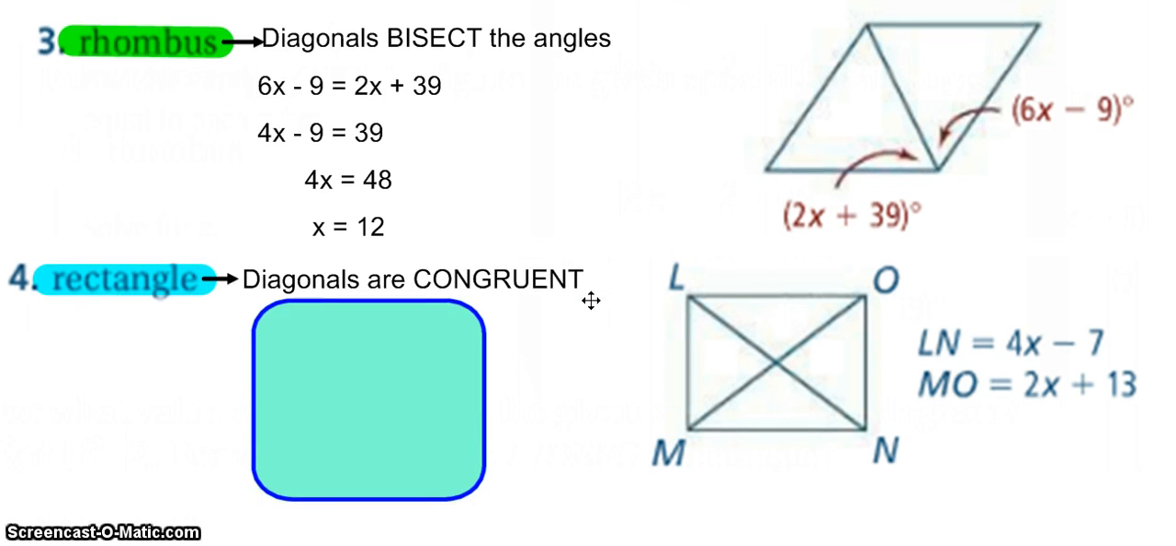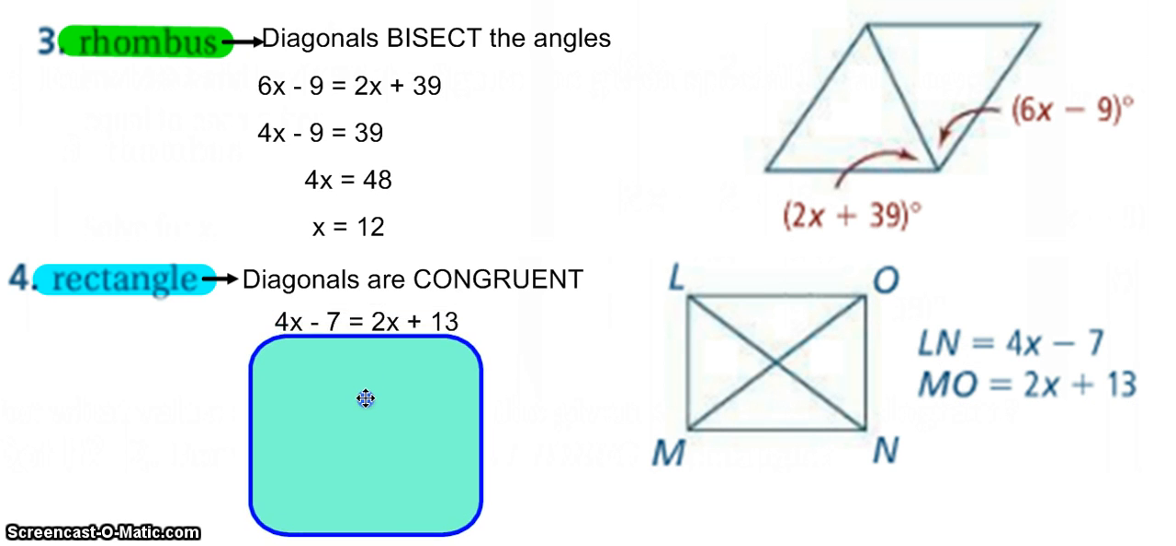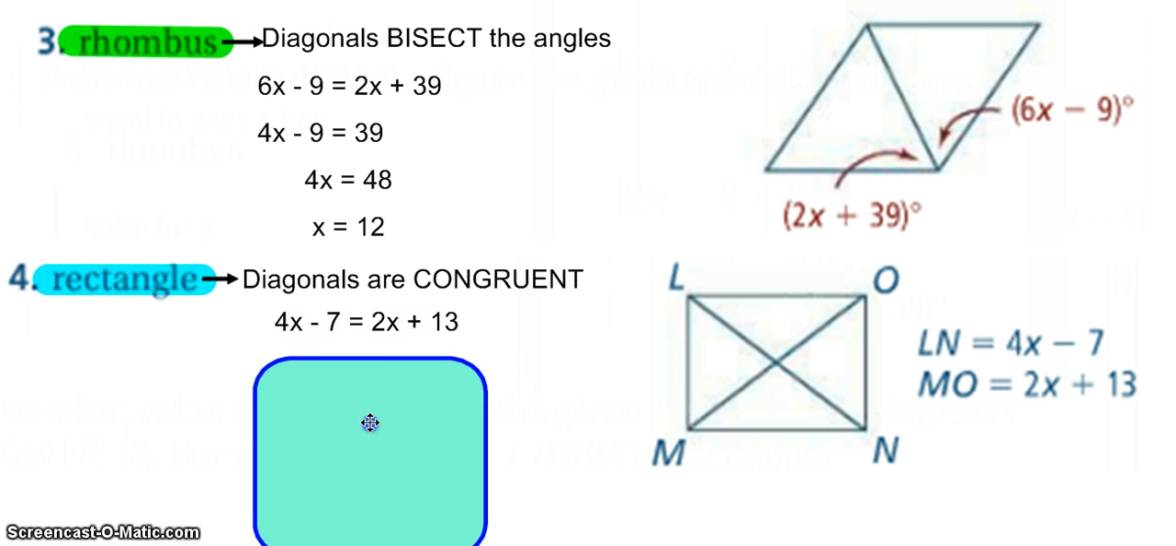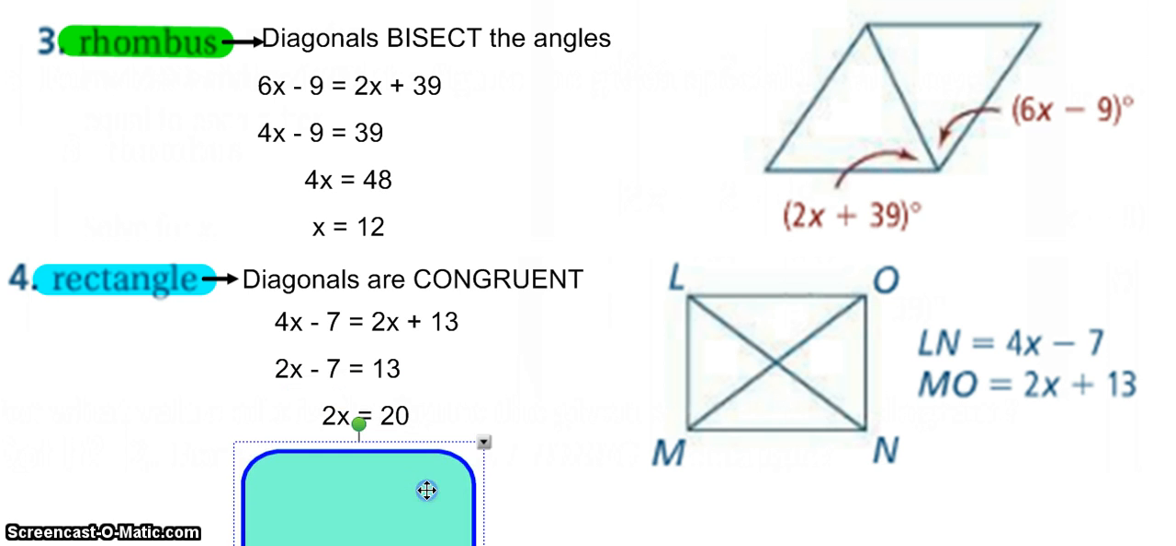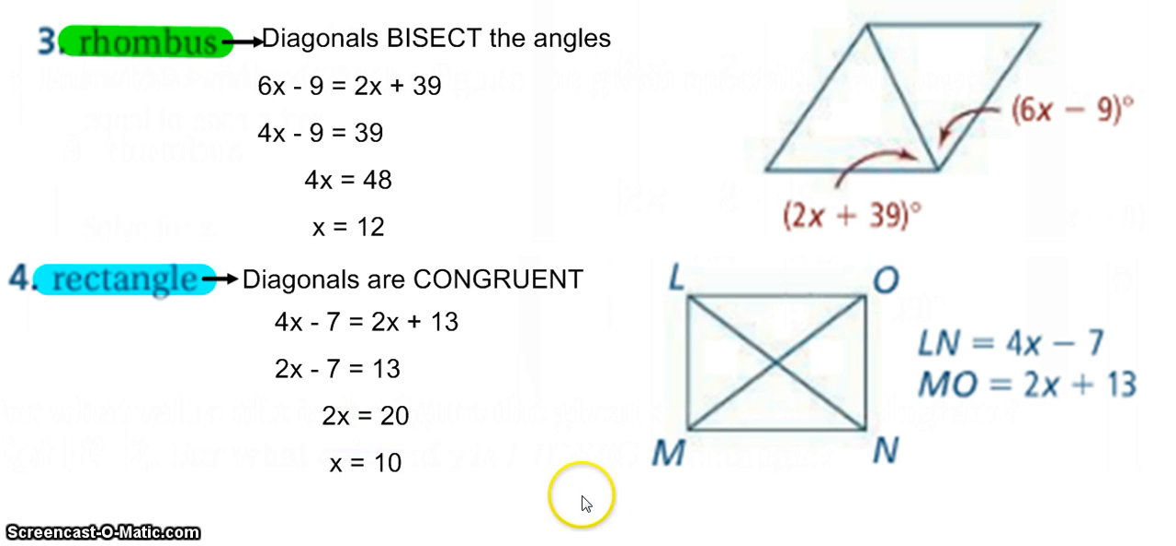For my rectangle here, because my diagonals are congruent and LN is a diagonal and MO is a diagonal, I know these two binomial expressions will be equivalent to each other. So I set up our equation, then I subtract 2x from both sides, I add 7 to both sides, and then I divide by 2 to find my final answer of x being equal to 10.